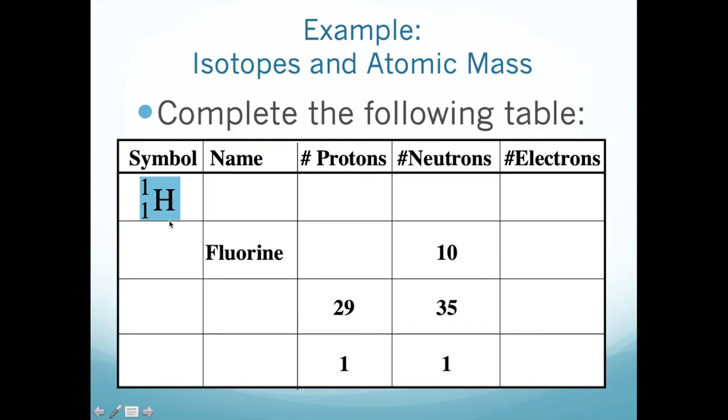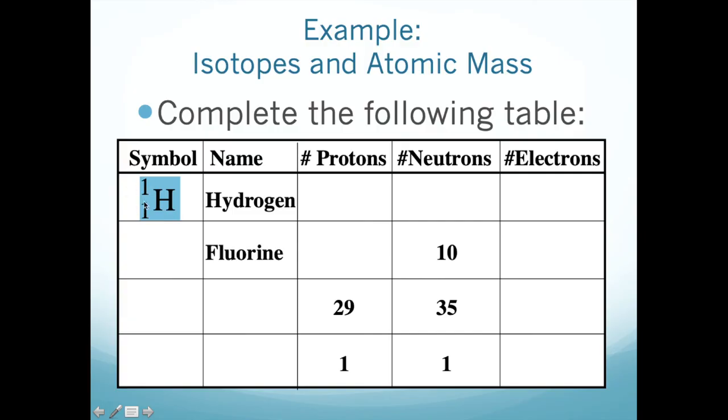Okay, so let's work through that first one together. Here we have the symbol H with a mass number of 1 and an atomic number of 1. If you haven't memorized these yet, the symbol H stands for hydrogen. And we need to figure out the number of protons, neutrons, and electrons based on this information given to us in this problem.